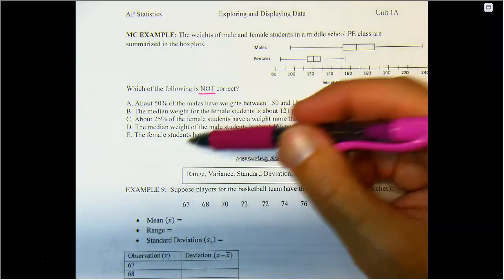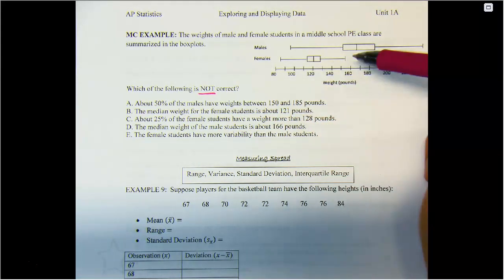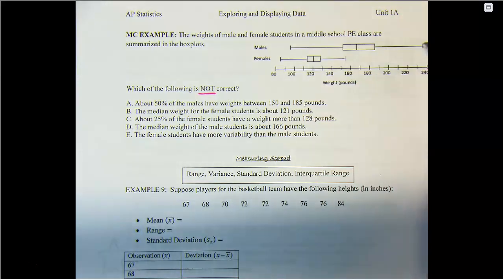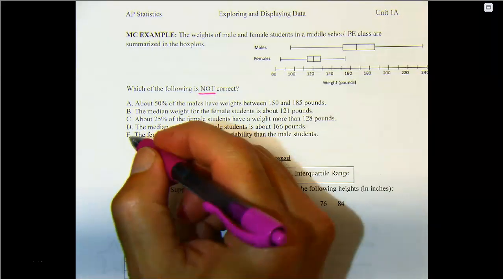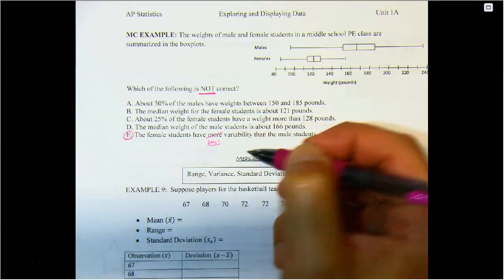So process of elimination leads us to E: the female students have more variability than the male. That's going to be my false statement, because variability is how spread out it is, and the males are more spread out than the females, so the females actually have less variability.